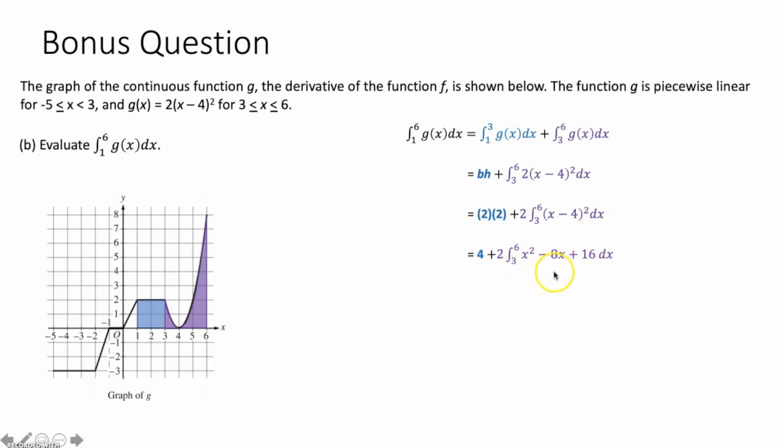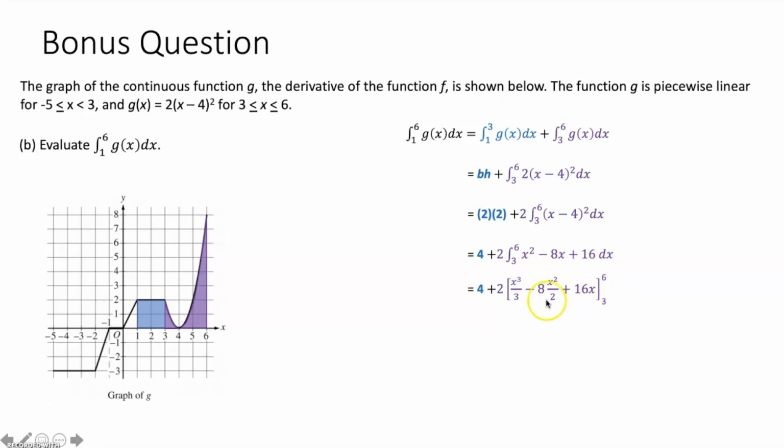Now this is much easier to find the antiderivative of because I can just integrate each term separately. The integral here is going to be x cubed over 3 plus c. The integral here is going to be negative 8 times x squared over 2 plus c. And the integral here is going to be 16x plus c. Now, the c's combine to create one constant of integration, and because we're using the fundamental theorem of calculus, the c's technically cancel out, so we don't have to write it.